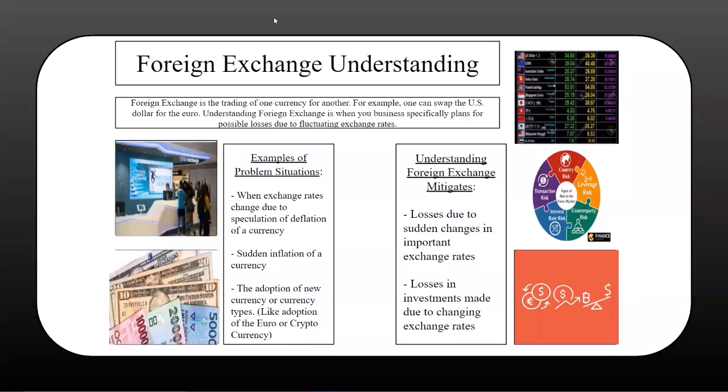The first short-term strategy we'll be talking about is foreign exchange understanding. Foreign exchange is the trading of one currency for another. Understanding foreign exchange is when the business specifically plans for possible losses or gains due to fluctuating exchange rates. Some examples of problems that companies must account for involving foreign exchange rates is when exchange rates change due to speculation of deflation for a country, sudden inflation in a country, or when a country adopts a new type of currency, whether that be a physical currency like the US dollar or new emerging cryptocurrencies such as Bitcoin.